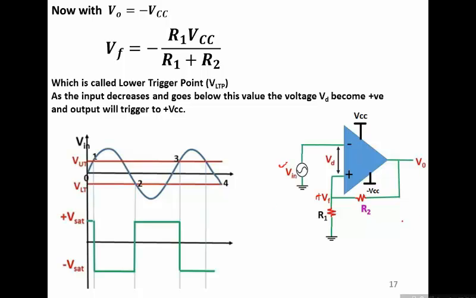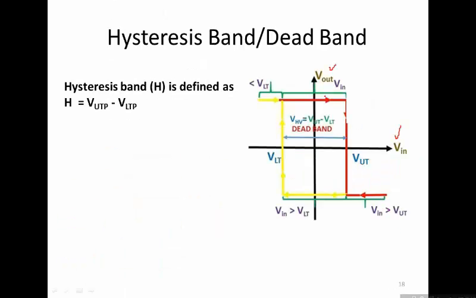This is the output. Now you can see that the output only has two possible levels, plus V set and minus V set. These are the only two possible levels. However, the input can have any value. It can be 0, it can be positive, it can be negative, and the input is changing, but the output stays at one of its two levels, either plus V set or minus V set.